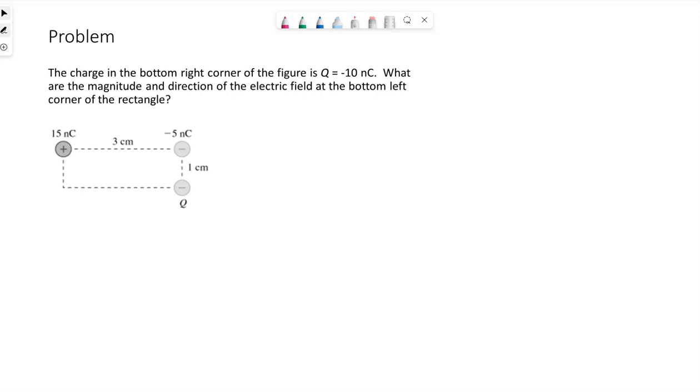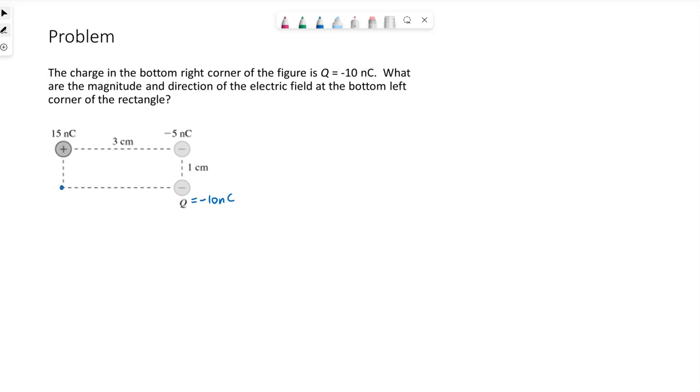So our problem says the charge in the bottom right corner of the figure is labeled as Q. That is equal to negative 10 nanocoulombs. What are the magnitude and direction of the electric field at the bottom left corner of the rectangle?